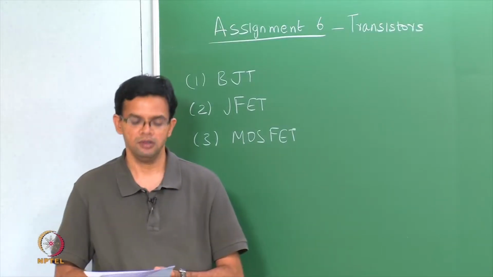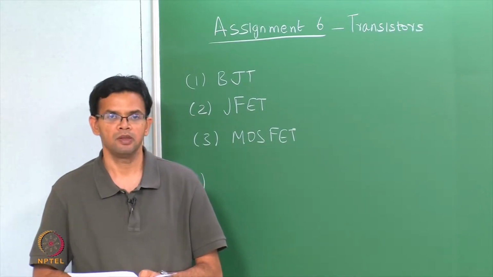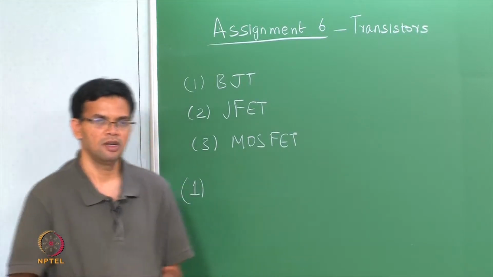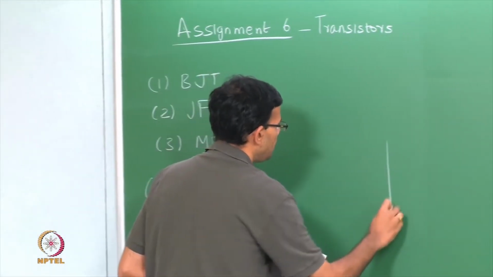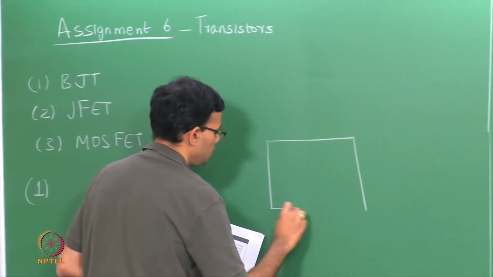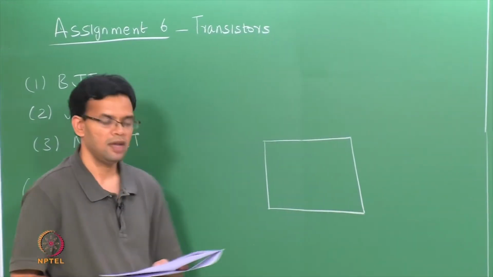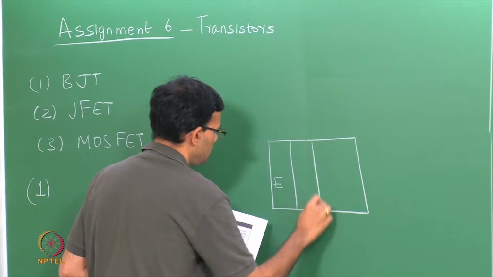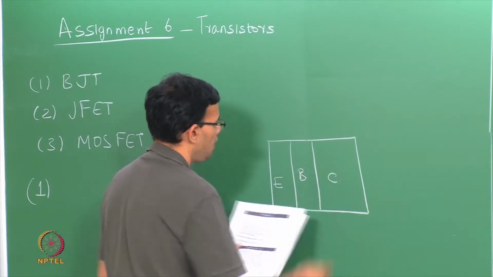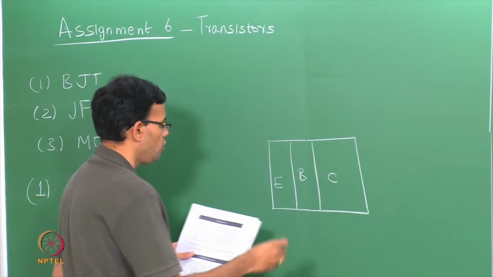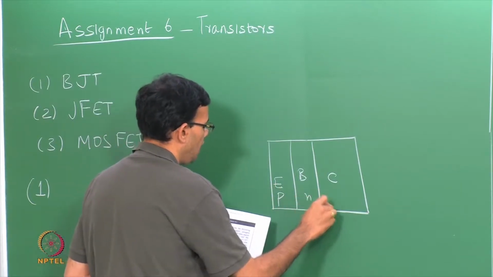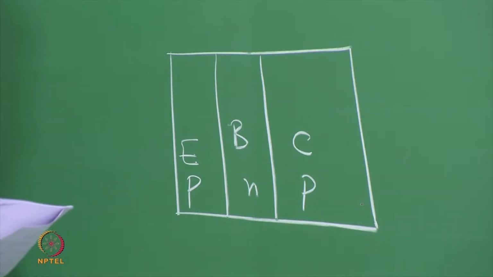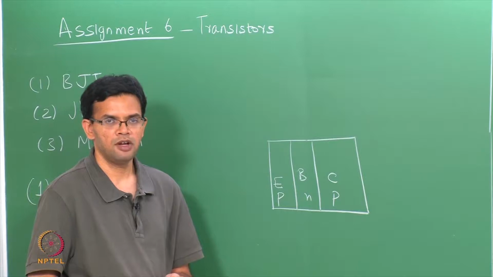So, in problem 1 we have a PNP BJT. So, we have a PNP bipolar junction transistor. Let me just draw the schematic of that. A transistor has essentially 3 regions: an emitter region, a base and a collector. In the case of a PNP transistor, you have the emitter and the collector to be P type, the base is N type. So, the concentrations of the different regions are given.